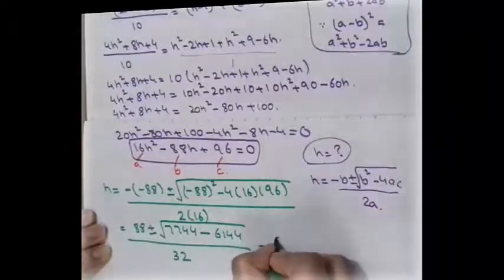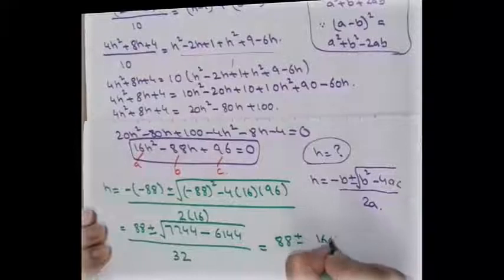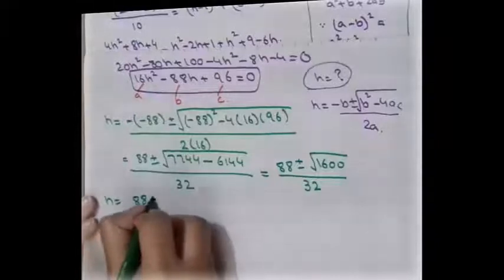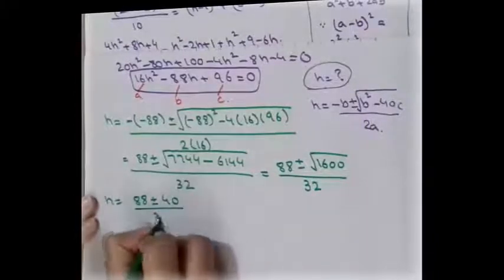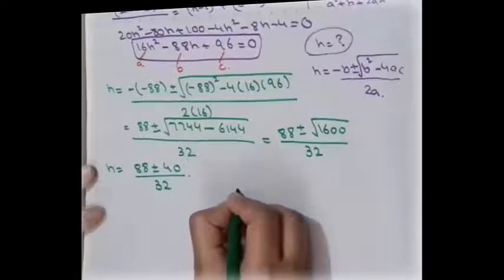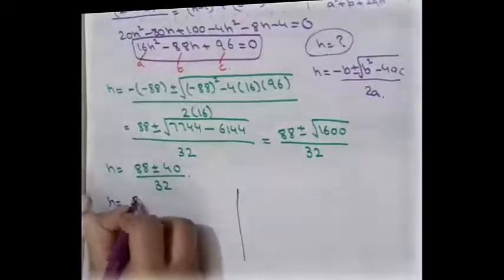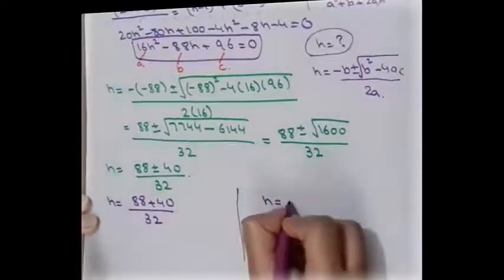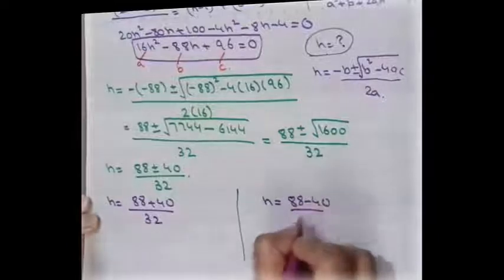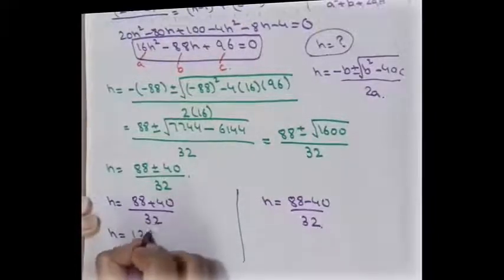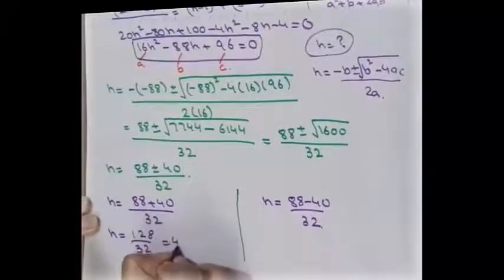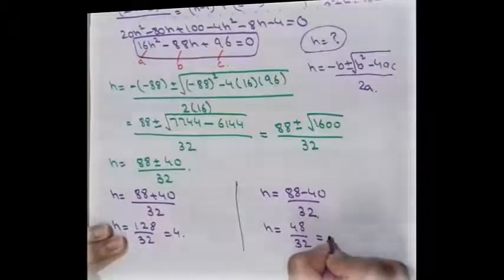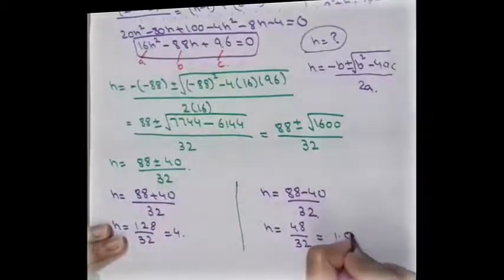Now to further solve it, it will be 88 plus minus the square root of 1600, divided by 32. So we are left with plus minus 40 divided by 32. Here we have two possibilities, so we solve it as h equals 88 plus 40 divided by 32, and the other possibility is 88 minus 40 divided by 32. 128 divided by 32 equals 4. In that case it will be 48 divided by 32, so it will be a decimal fraction, that is 1.5.